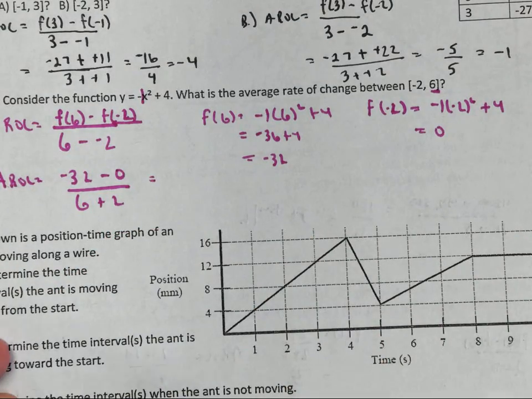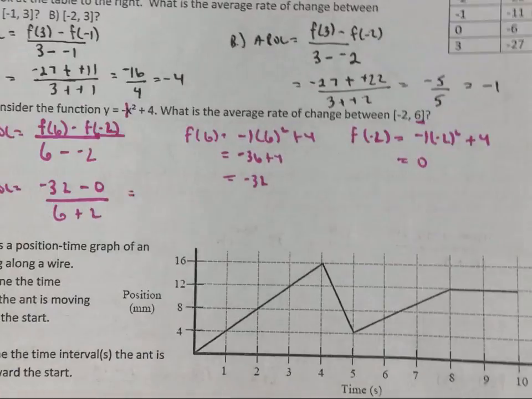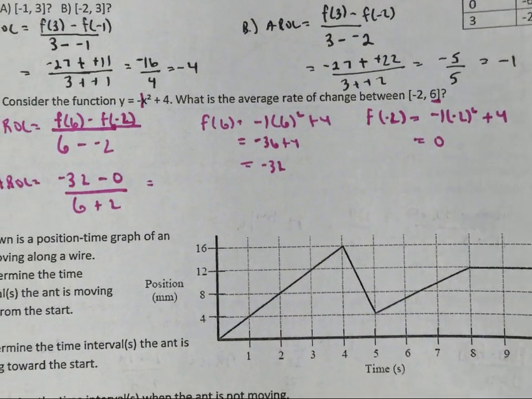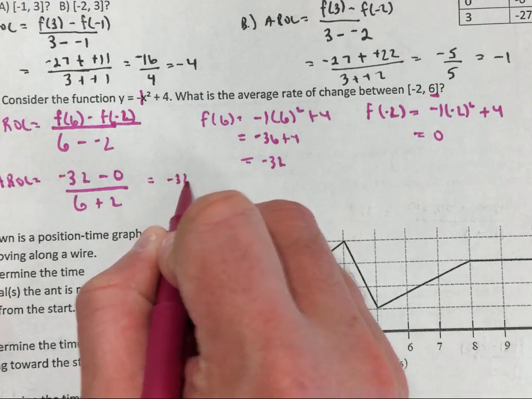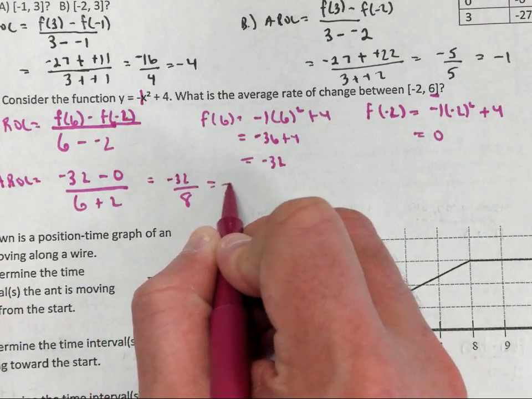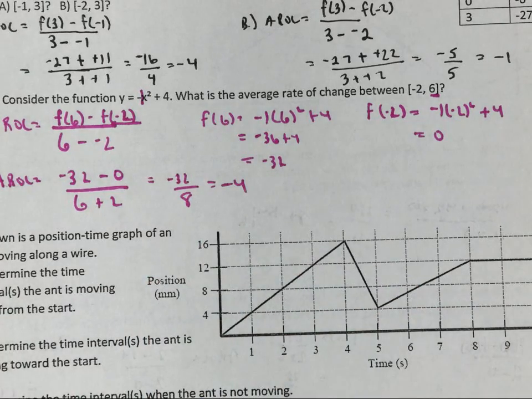Yes. This is that same paper we did yesterday. The handout I told you the average rate of change is on the back of it. So I get negative 32 over 8, which is negative 4. Since I got a negative 4, what's happening to the graph between the interval negative 2 and 6? Decreasing. Very good.